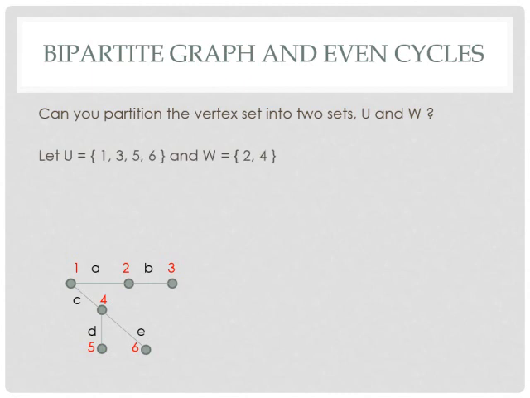Here is the partition. Since 2 and 4 are not adjacent, and 1, 3, 5, and 6 are all pairwise non-adjacent.